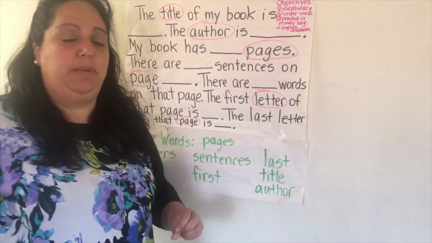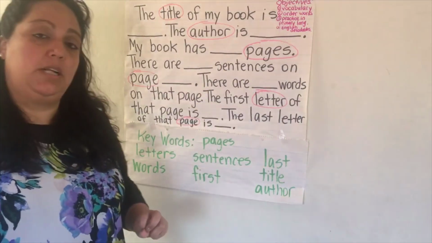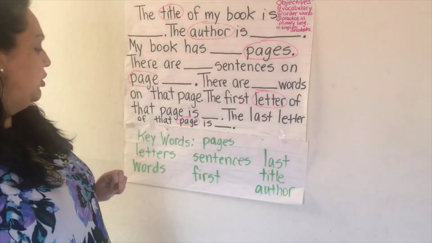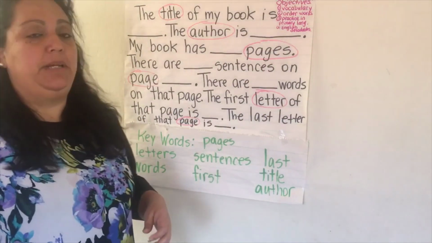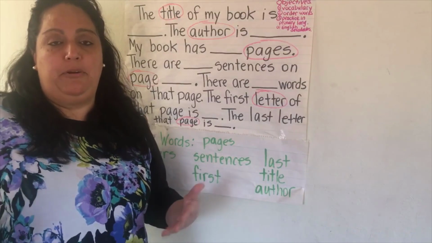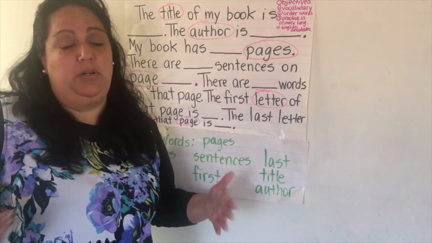Our objectives are going to be a few vocabulary words. We're going to talk about two order words. So we're going to talk about first and last as order words. And we're also going to be strengthening primary language, or else using a decodable in English.